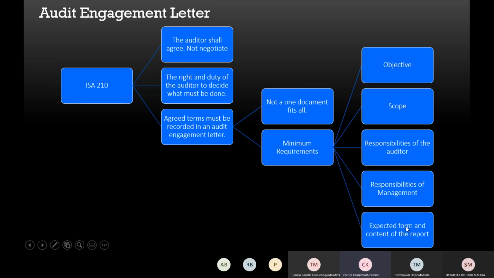But now you guys know what to look out for, and that is exactly that last point in the engagement letter: what does the client expect to receive at the end of the audit? We can give them the expected form of the report and what it will contain. Any further questions on this?